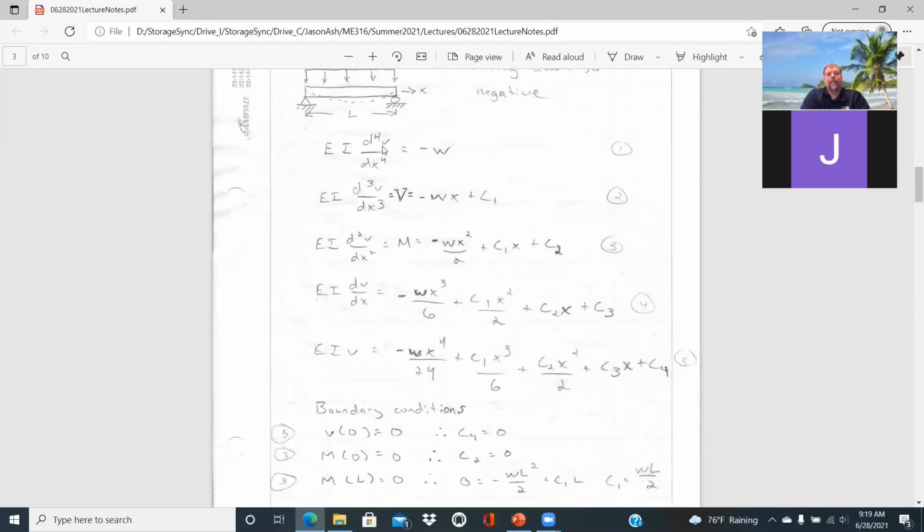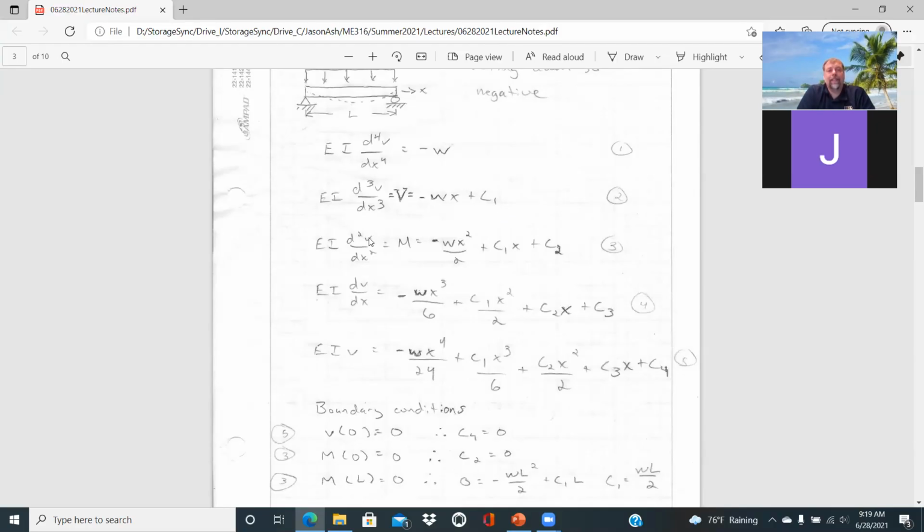And so we have EI d to the fourth v dx to the fourth is equal to minus W as our first equation. And then if we integrate back, I'm just doing integration fairly quickly here, we'll end up with the cubed term equal to our shear force. And when we integrate that with respect to x, we end up with minus Wx plus C1, since W is a constant, it was not a function of x at all. So it just ends up with minus Wx plus C1, just doing indefinite integrals at this point.